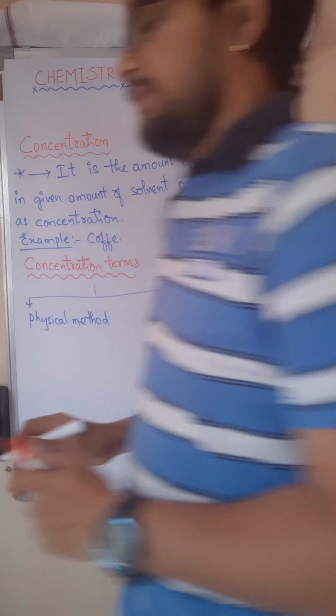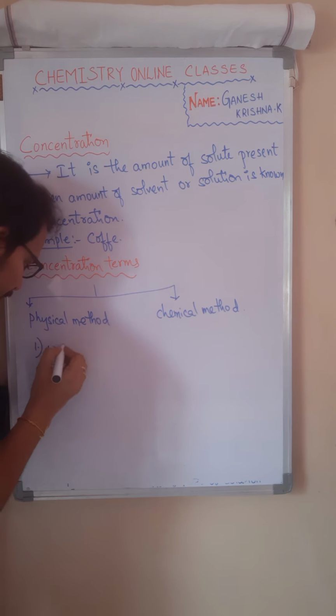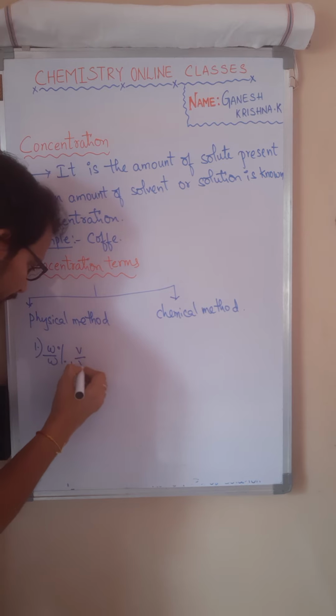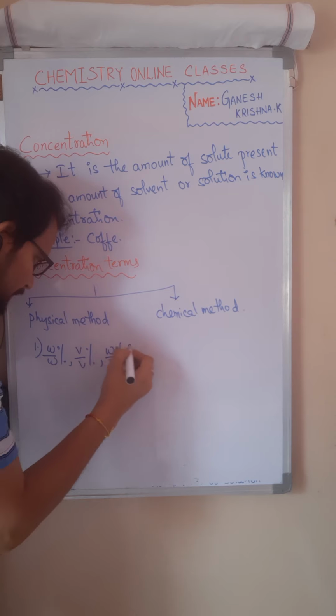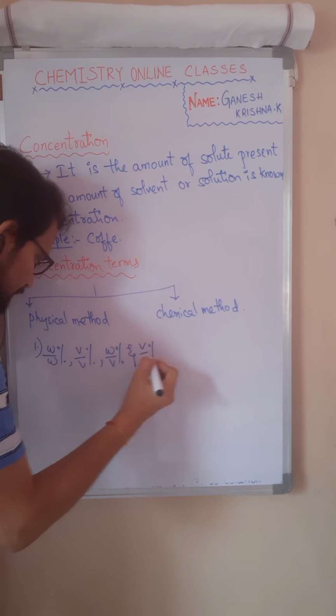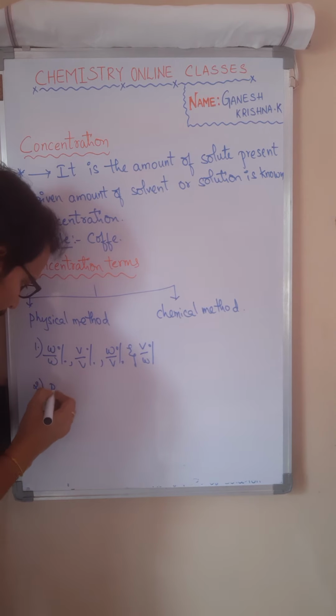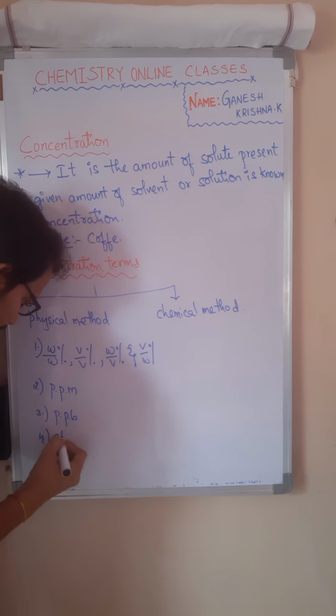Let us discuss. Under the physical method we have weight by weight percentage, volume by volume percentage, weight by volume percentage, and volume by weight percentage. The second one is parts per million, represented as ppm. The third is parts per billion, represented as ppb. And the fourth is the strength of a solution.